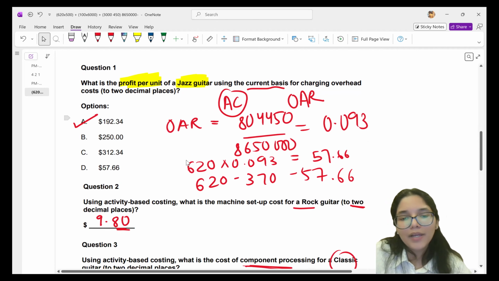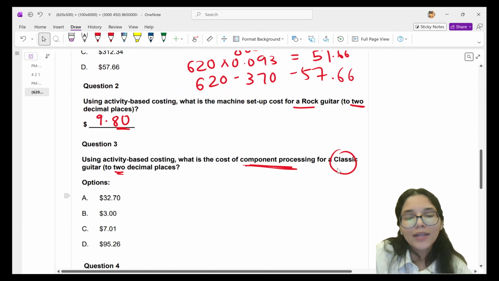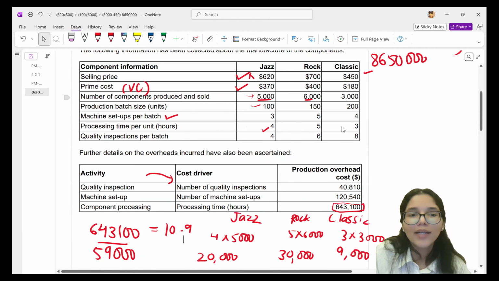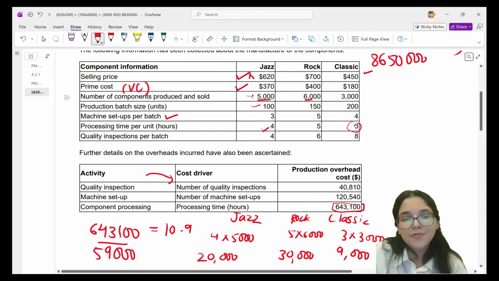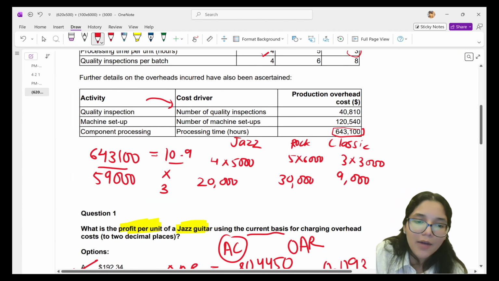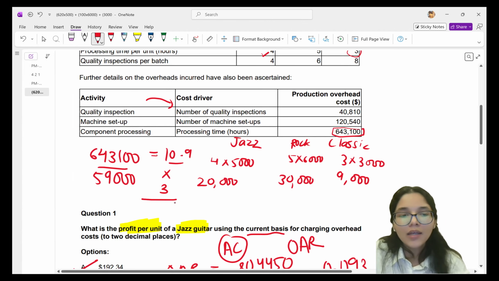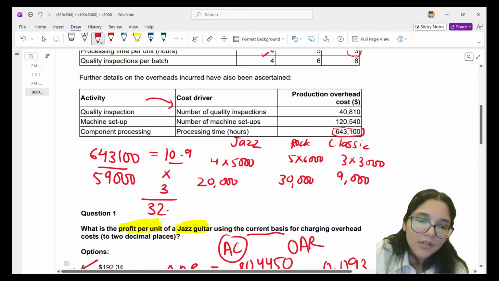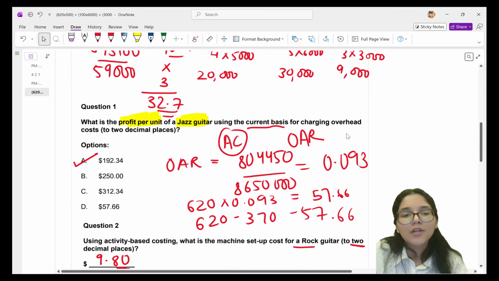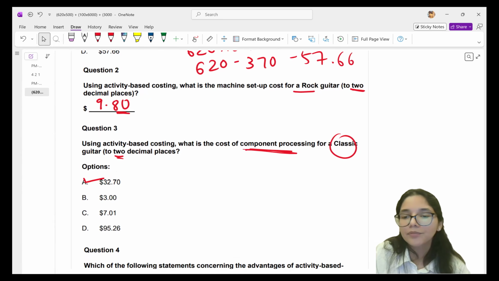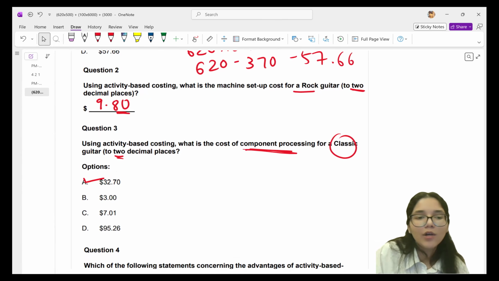And then I have to give my answer again in one classic guitar terms. So one classic guitar, how much time does it take? One classic guitar takes 3 hours of processing time. So if for 1 hour it's 10.9, so for 3 hours it will be 10.9 into 3. When you do this working, multiply 10.9 with 3, so 32.7 should be your final answer. So this is the very first option. I'm going to select option A. So far so good. Are you all with me? Question number 3 also.